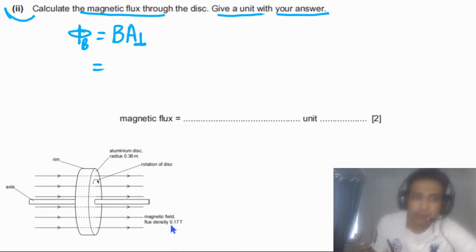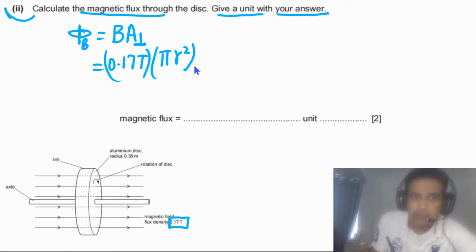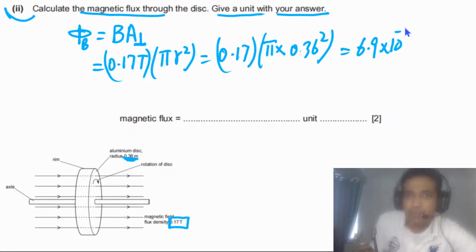If you look at the given information, we have the value of magnetic flux density, so simply we can enter this, it is 0.17 Tesla. And area perpendicular means the area of the disk. This is a circle, so this has to be pi r squared, and the value of the radius we have, so this is 0.17 times pi times the radius of the disk, which is given as 0.36 squared. If we solve this one, we will get 6.9 times 10 to minus 2 Weber.